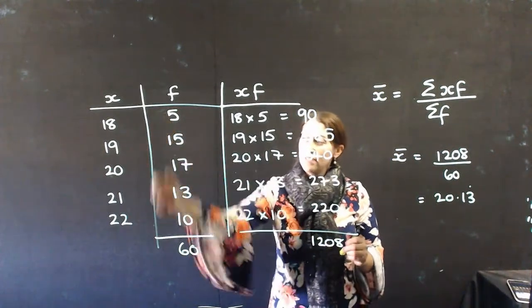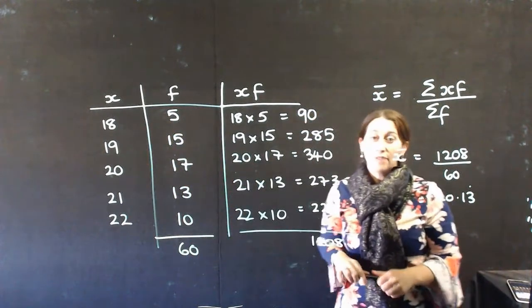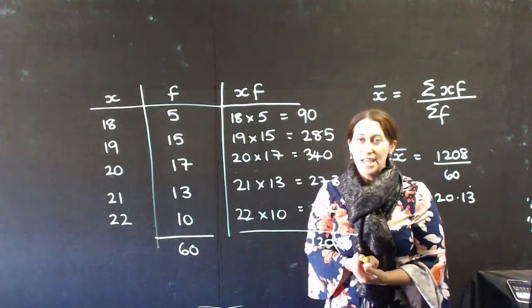You can see there's a few either side. It looks about right. So I've got a reasonable age for the mean age at that party.